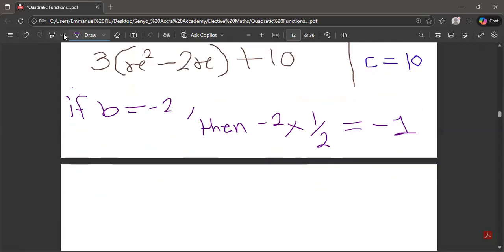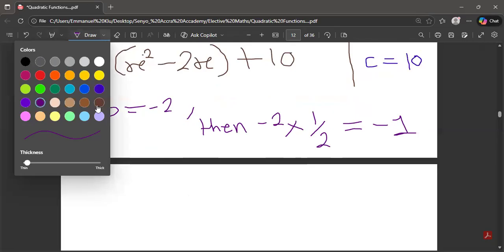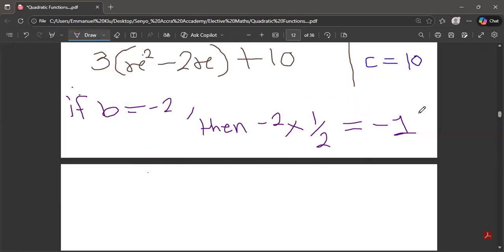Okay. And then secondly, what are we going to do? Our next thing we are going to do is that we are going to square the result. Okay. So finally, we are going to square our result. And the square of -1 is equal to what? Negative 1 squared. It's just 1.